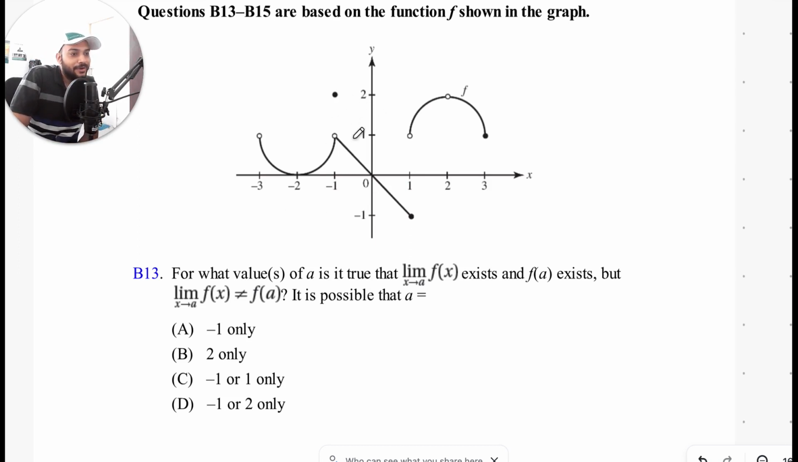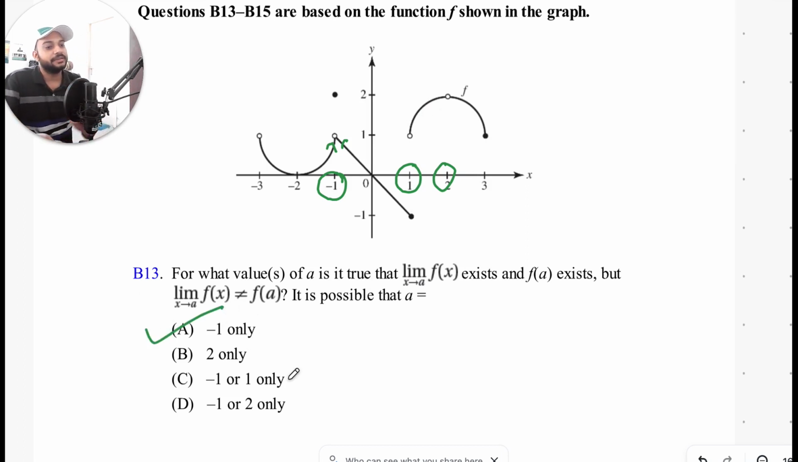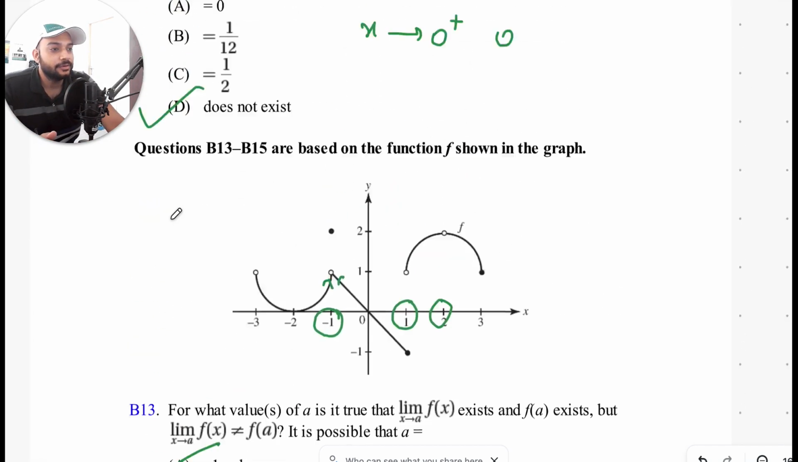Such points would occur only at point discontinuities. So one option is -1, the other option is 1, then 2. -1, 1 and 2. These are the only options. Now in this, the limit exists here. It's approaching the same thing. And the function is also defined at -1, but it's not equal. So -1 satisfies. At 1, the limit does not exist. At 2, the limit exists, but the function is not defined. So -1 is the only correct answer. B13 is A. Okay. Let's go for the next question.